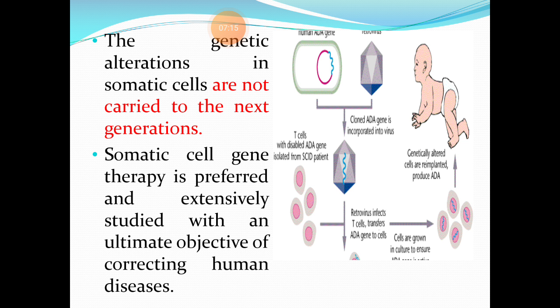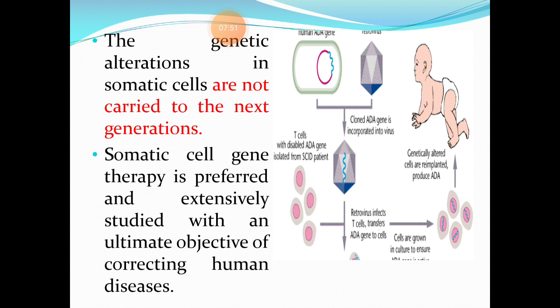So these cells which have incorporated the normal ADA gene by means of retroviral infection can be grown in a culture, and these cells can be given to a human being. So genetically altered cells are reimplanted in the human being to produce ADA. As a result, the person will be cured from SCID. He will be normal with his normal immune system.